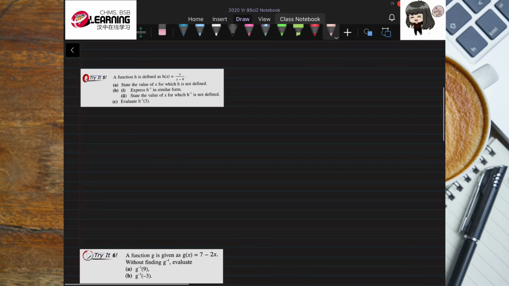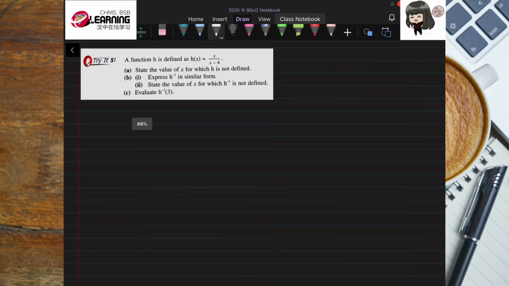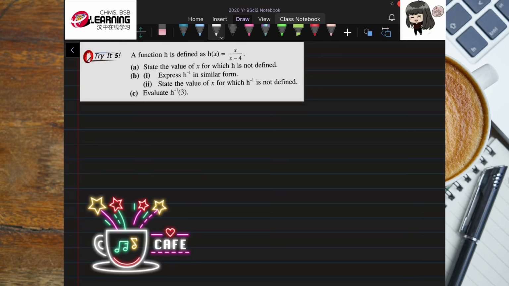Now we go to trait 5. A function h. Your function does not necessarily have to be f. It can be h, g, or any other letter. The function h is x over x minus 4. Part A: state the value of x for which h is not defined. Sometimes the question can ask about undefined, which has the same meaning as not defined.